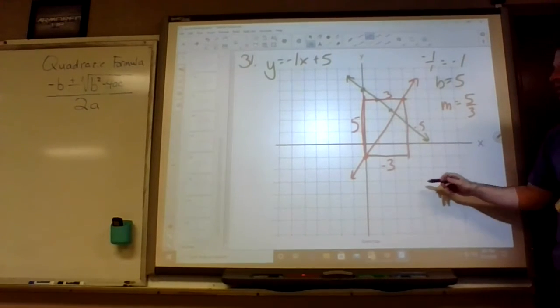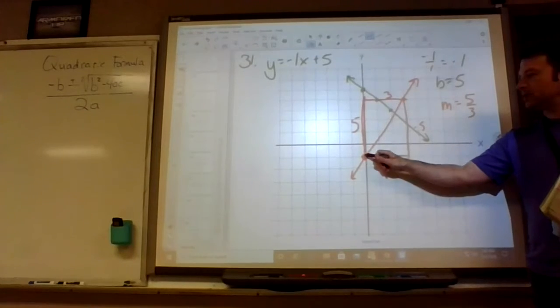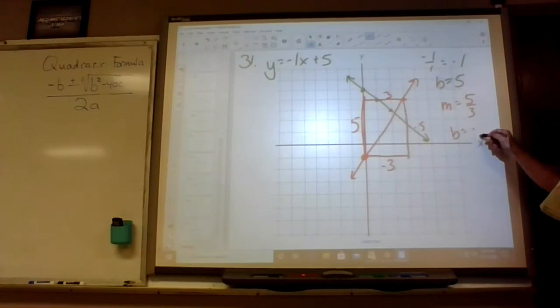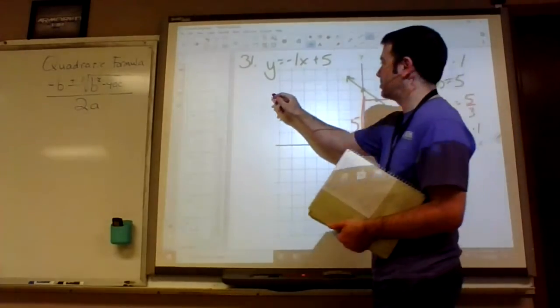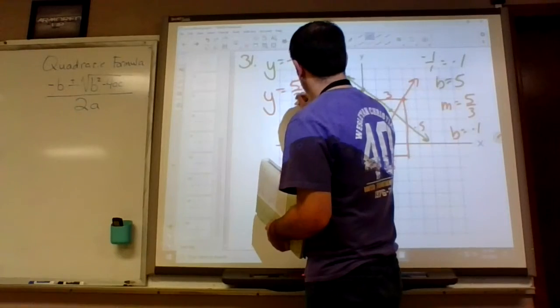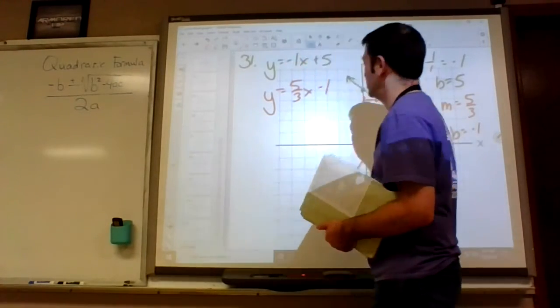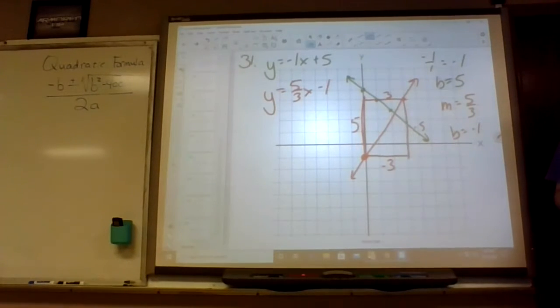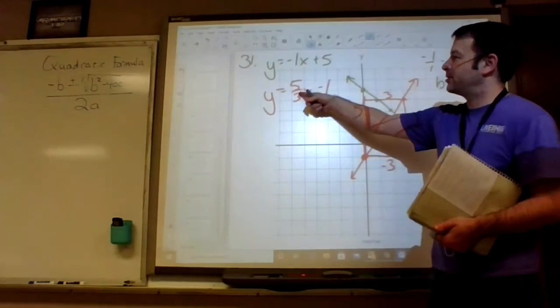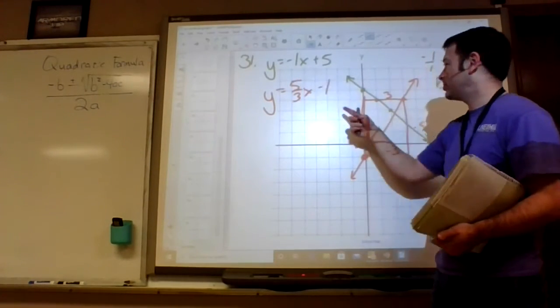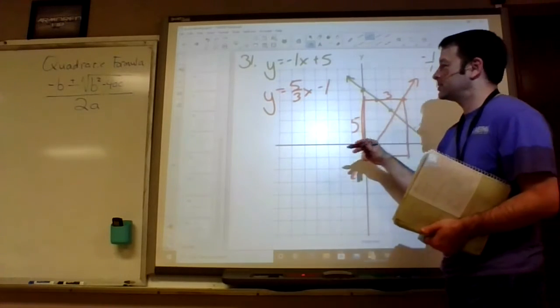What is the y-intercept? -1, right? Y-intercept's -1. So this equation is y equals 5/3 x minus 1. Oh, this is actually kind of easy. I guess maybe they wanted you to look at the numbers to see whether they were perpendicular or parallel. It's neither. We can kind of just tell by looking at our picture.